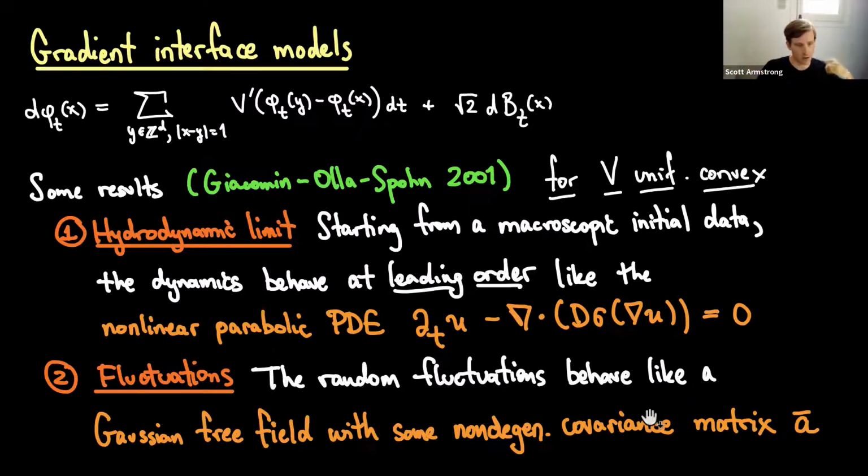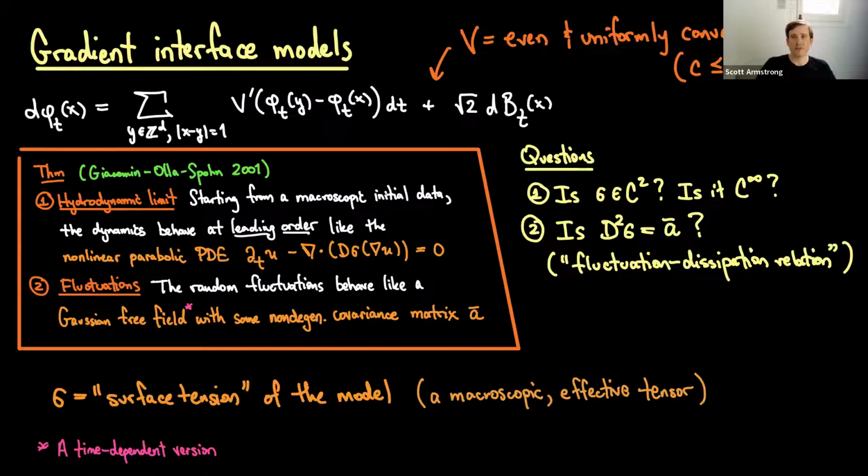A Gaussian free field is like a high dimensional Brownian motion. In this case, it should really be a time-dependent version of the Gaussian free field, so it's really the time slices that are limiting to the Gaussian free field. Okay, so that's the theorem, and this sigma is called the surface tension. They refer to it as the surface tension of the model. It's the effect of those springs, if you want.